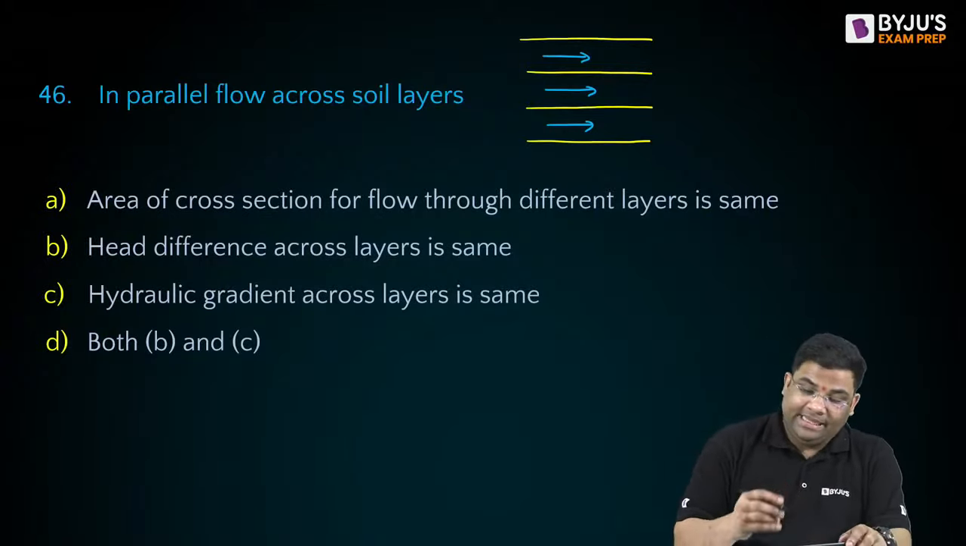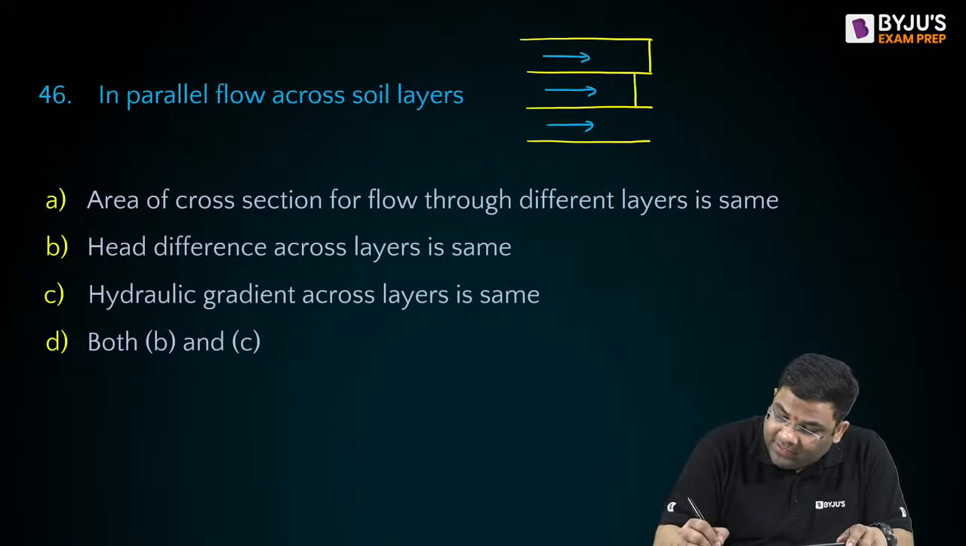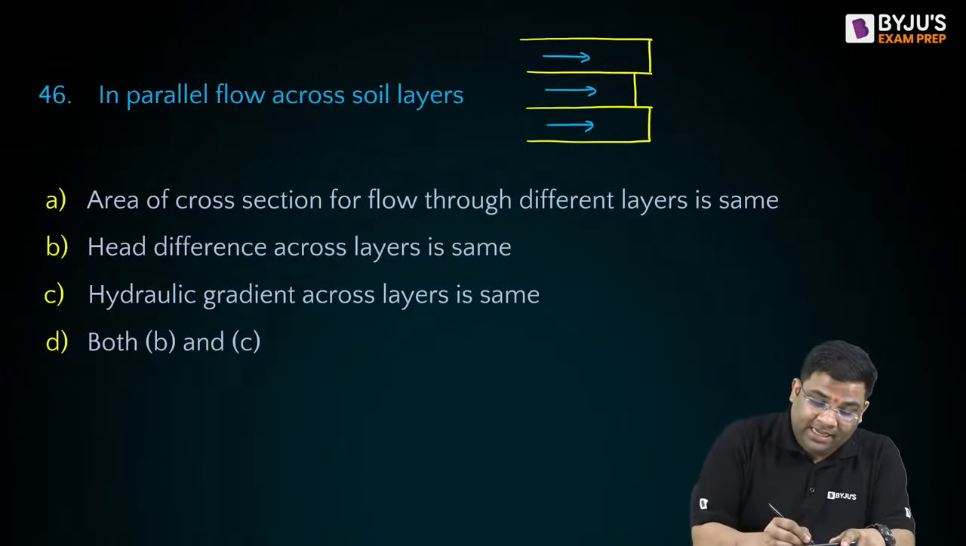Answer is D. Yes, you see the cross sections are different. This is a different cross section, also a different cross section. For different layers, the cross section is different. So area is not the same.